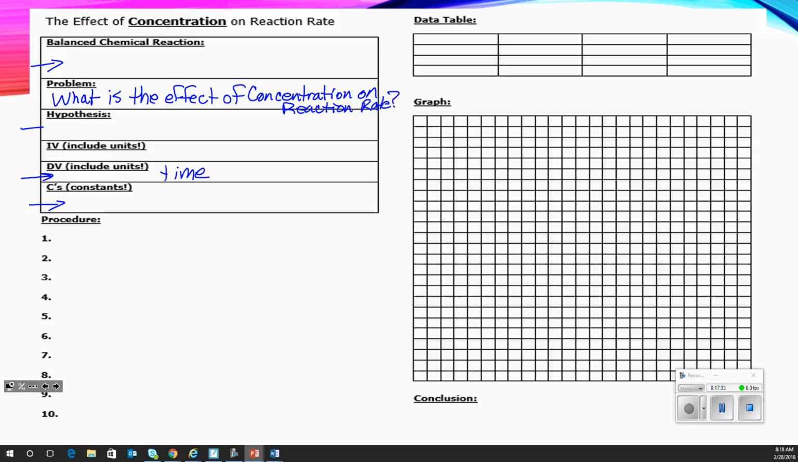Okay, so for the procedure, this is a part that people have a hard time with. So before I do my procedure, go to your data table. What things do you want to do? In the first column, put trial above and say 1, 2, 3, 4. So you're going to do 4 trials.